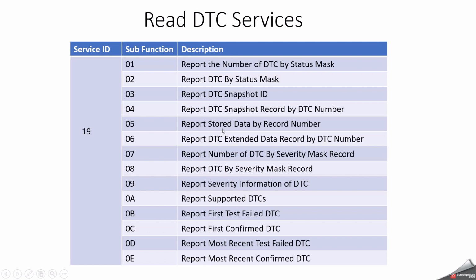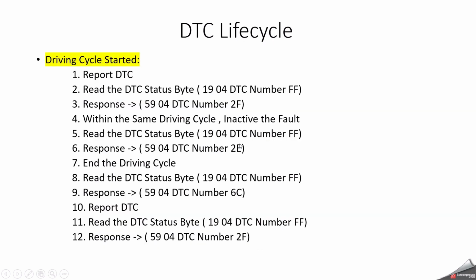Whenever you are going for an interview, this will help you a lot. 1902 will read the DTC by status mask. 01 will report the number of DTC by status mask. 1905 will report stored data by record number. 0A reports supported DTCs. So this will help you a lot to understand more detail about the 19 service.